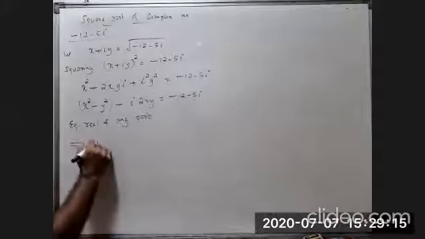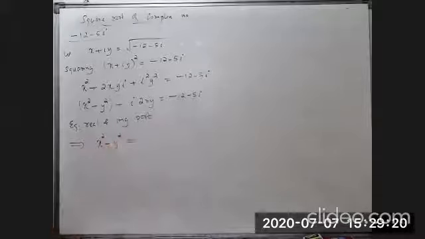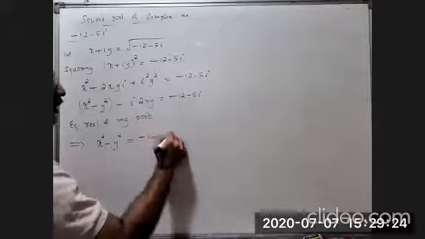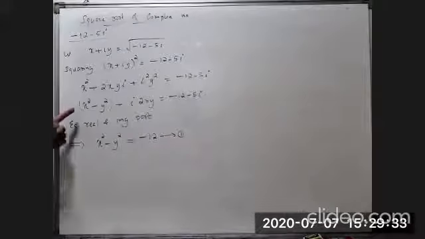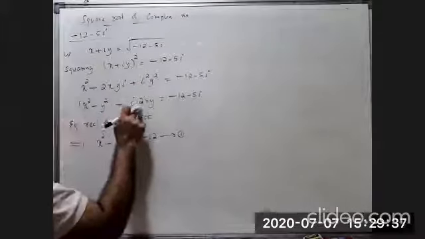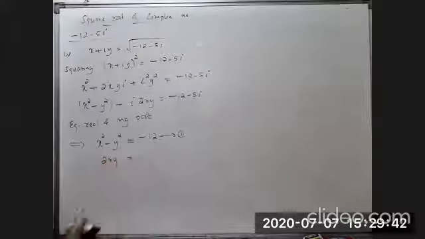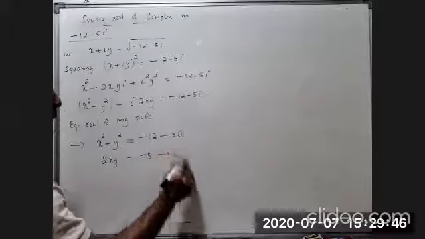The real part of left hand side is x squared minus y squared. What is the real part of right hand side? It is minus 12. Equation number 1. So real part of left hand side is x squared minus y squared, the real part of right hand side is minus 12. Now equating imaginary part. Imaginary part of left hand side is 2xy. Here it is minus 5. Equation number 2.